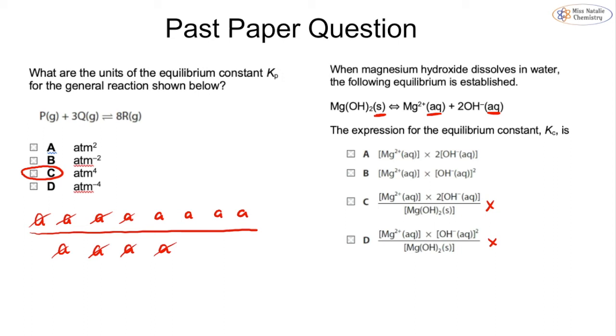And we have to look at then our coefficients, and because the OH has a coefficient of 2, it becomes the index, so your answer must be B. It is Mg2 plus aqueous concentration times the OH minus aqueous to the power of 2.